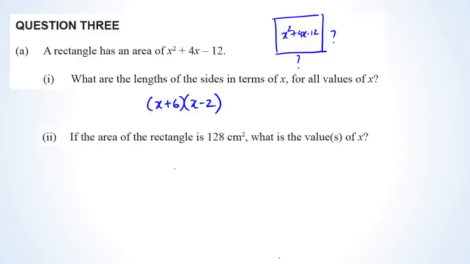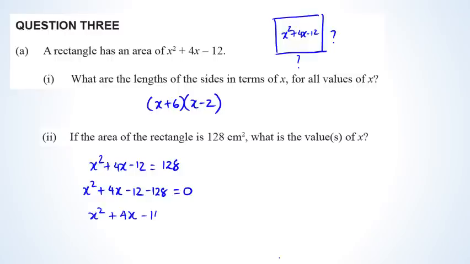So the next question, you're saying that the area of the rectangle is 128. What's the values of x? So we have x squared plus 4x minus 12 equals 128. So rearranging this, I get x squared plus 4x minus 12 minus 128 equals 0. So I've got x squared plus 4x minus 140 equals 0. And now I can factorize this as x plus 14 and x minus 10 equals 0.